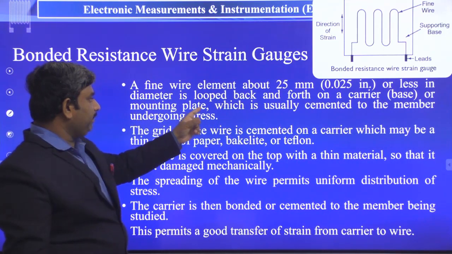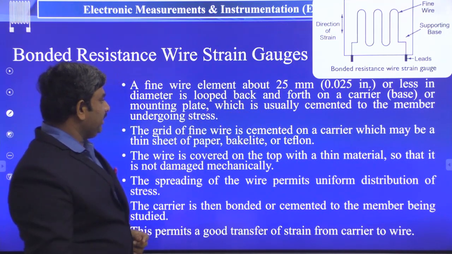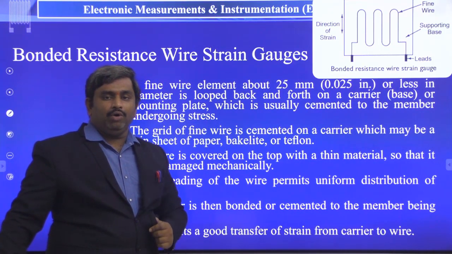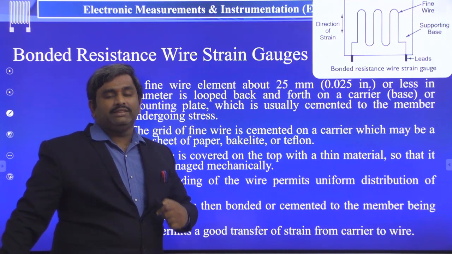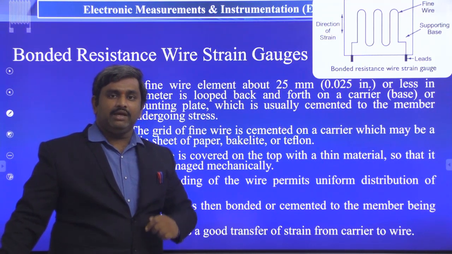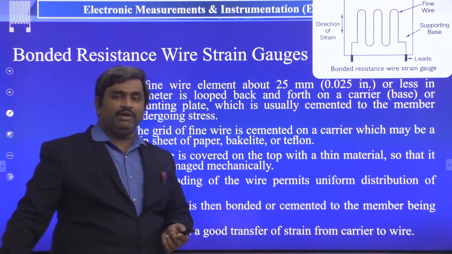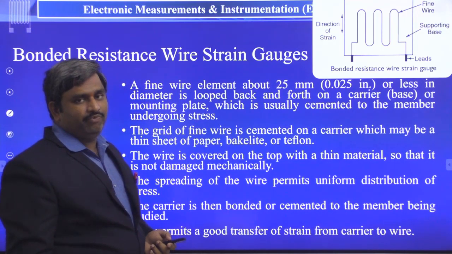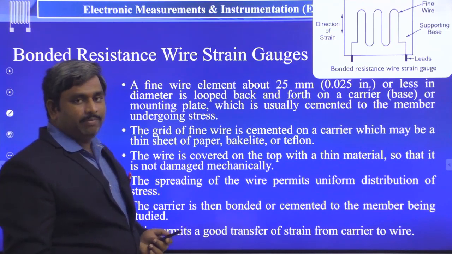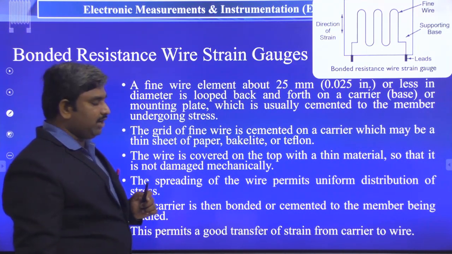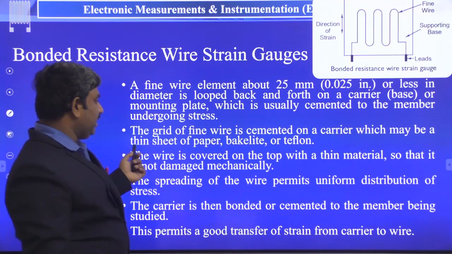carrier or mounting plate, which is usually cemented to the member undergoing stress. Whatever stress we are applying, that material we are placing on a cement base or a fabric base or a special type of material. On a special type of material we are forming this resistive type wire gauge, generally with wire of 25 mm or less diameter.